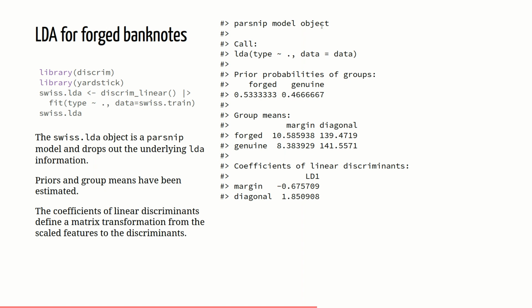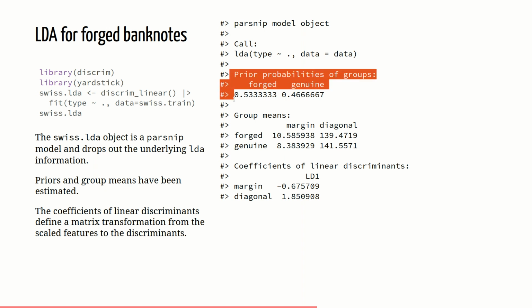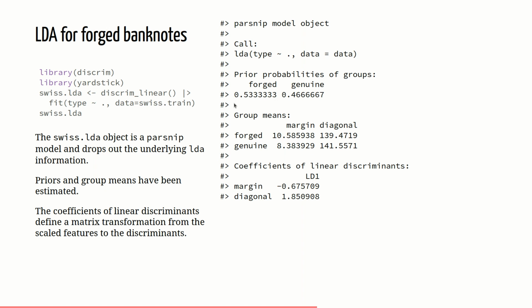And so we have a parsnip model, and then the underlying LDA object. You can see that it's estimated the priors from the data. So it's saying that there's a slightly higher chance of being forged than genuine, just because we have more forged notes than genuine in the training data. So this is obviously going to be a silly thing to do for predicting new notes, but maybe it's okay on our training data and on our validation data as well. But we probably want to alter these in practice.